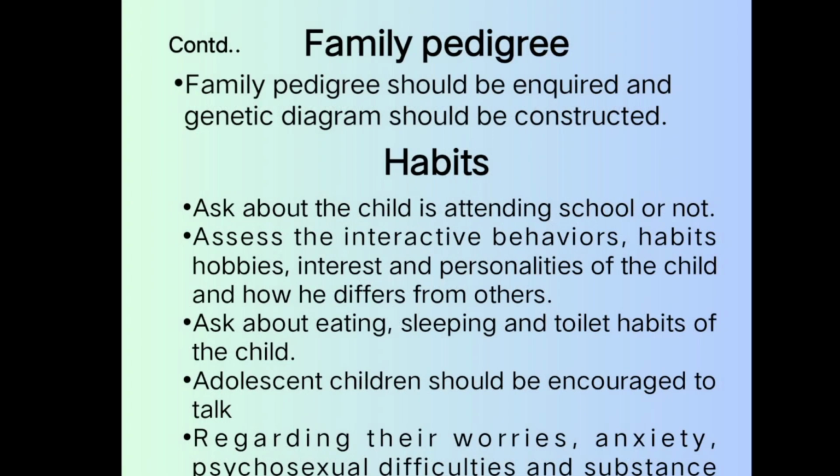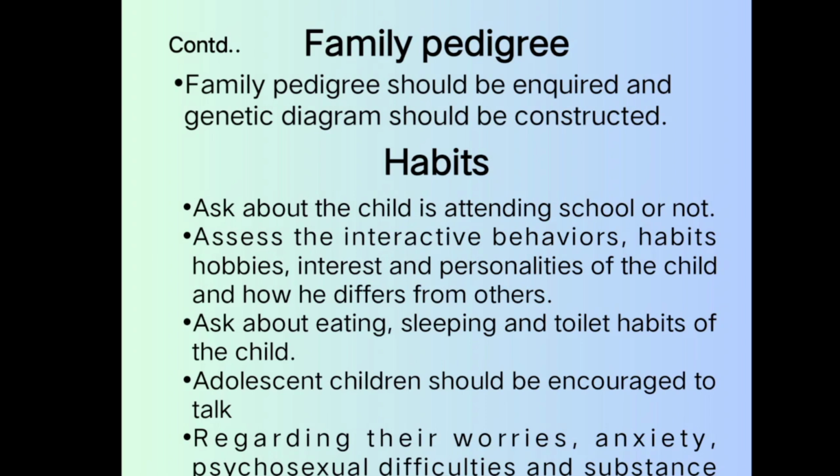So next is, I have already discussed, no, like by collecting the family history only we'll collect the members of the family. So then we will frame out the pedigree chart, that is the genetic diagram, that should be constructed till the 3 generations.